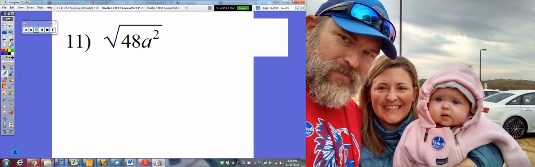All right, so simplifying radicals. This is actually from chapter 6, but I'm going to put it in the test here because I think that, again, we need to keep on working on stuff throughout the school year and reminding ourselves that we're actually fairly good with this stuff. The square root of 48a to the second. Well, let's look at this. We'll split it up: the square root of 48 and the square root of a to the second.